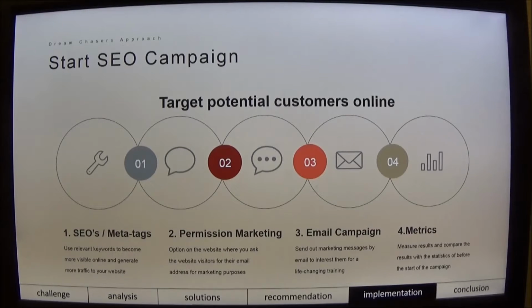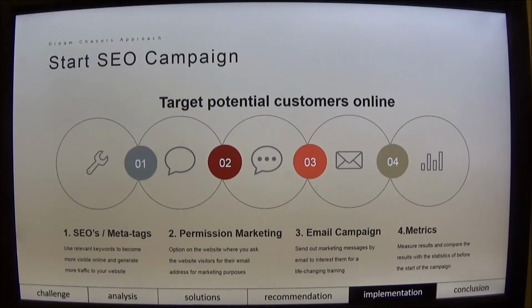First, meta tags and keywords. It's really wise to invest in it, and it can attract a large amount of visitors to your website. With SEO and meta tags, you will be more visible online, so more people will click on your website. Step 2 is permission marketing.